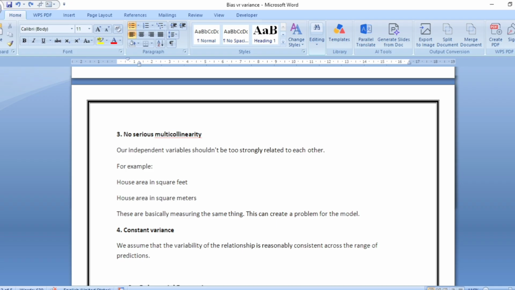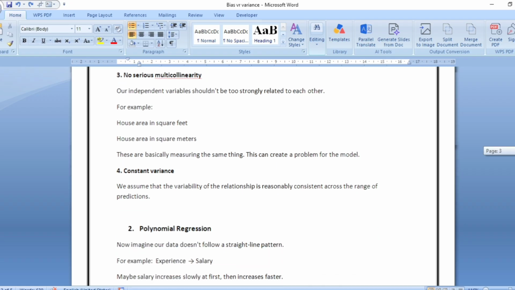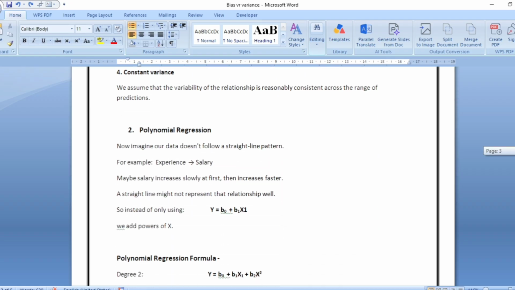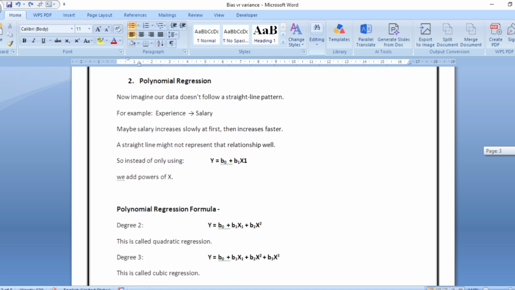Constant variance: we assume that the variability of the relationship is reasonably consistent across the range of predictions. That was about multiple linear regression. I hope you understand that part before moving on. Now, we will see another linear regression, which is polynomial regression. Now, imagine our data doesn't follow a straight line.